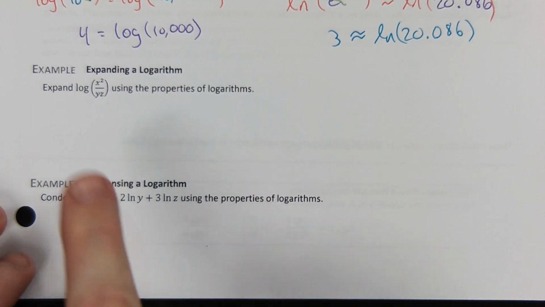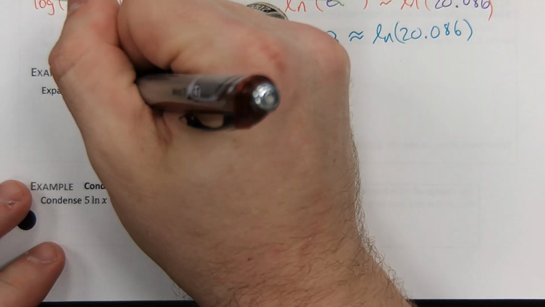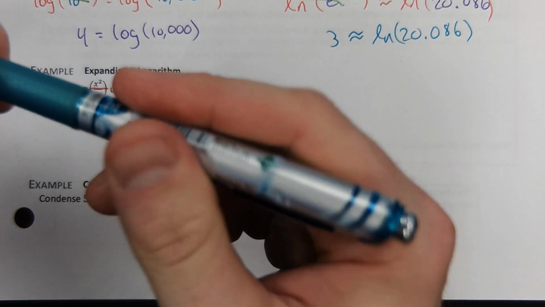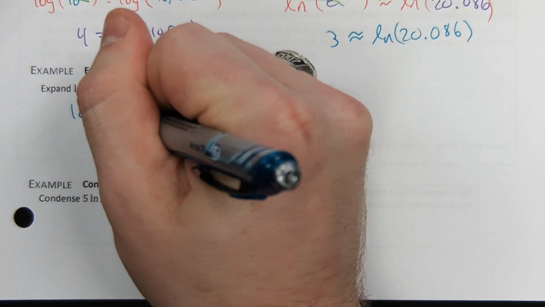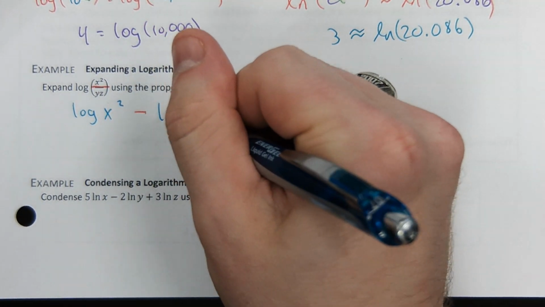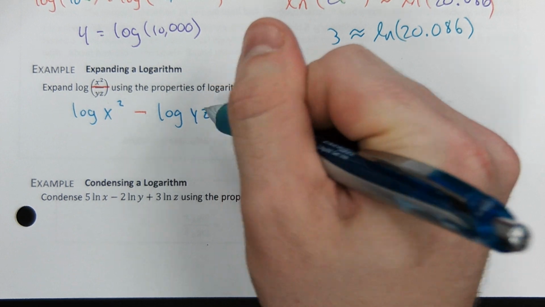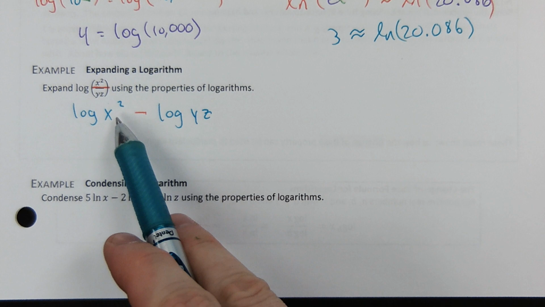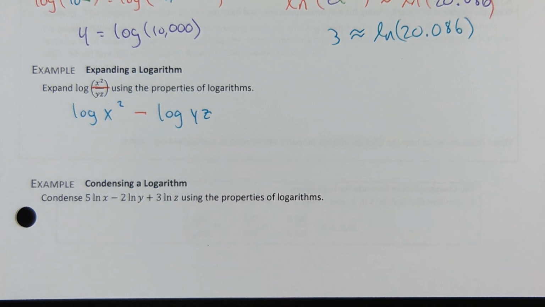Yay! So like this one, we have a fraction in the argument of this logarithm. That means I'm going to get to set that up as the difference between two logarithms. So I have log of x squared, and then that red fraction bar is this red minus sign, log of yz. There is an exponent in the argument here, so that 2 can move to the front as a multiplier.